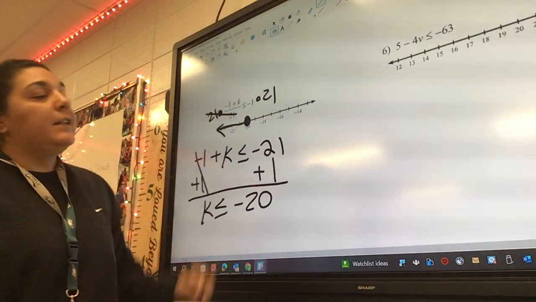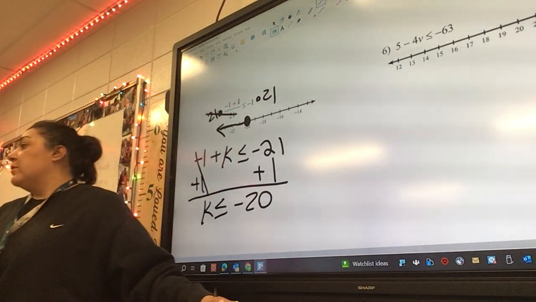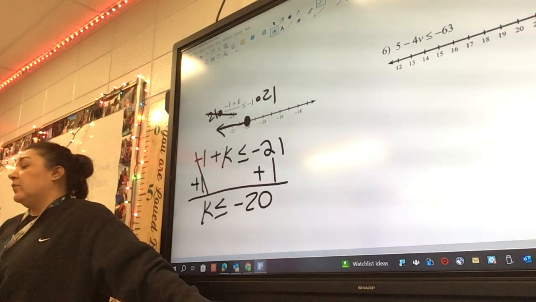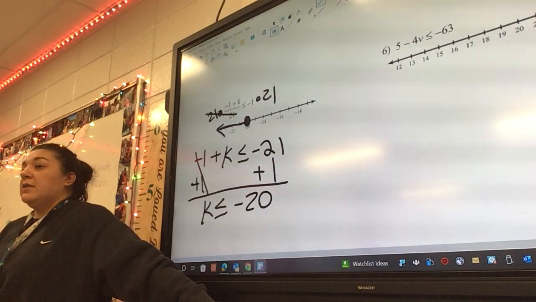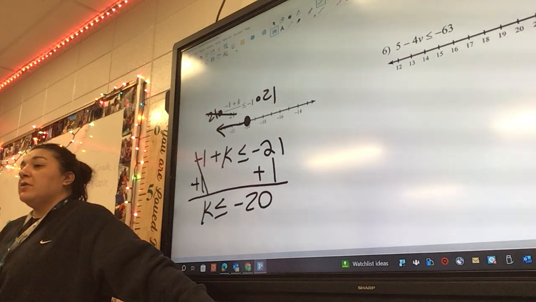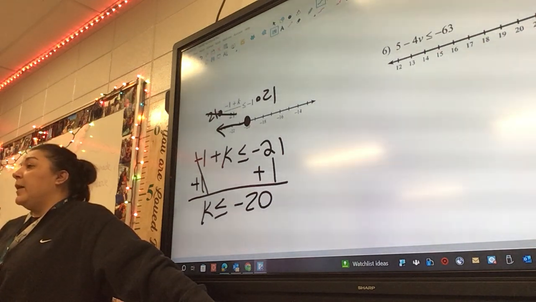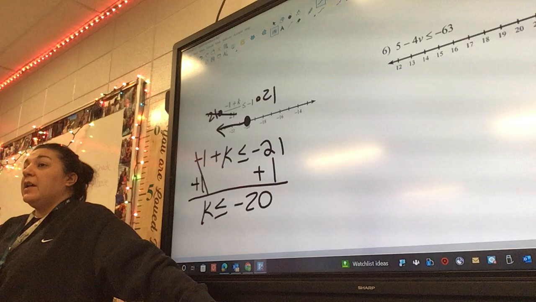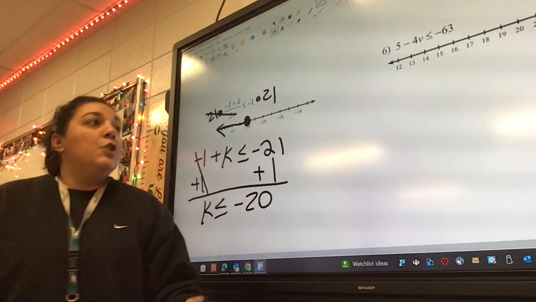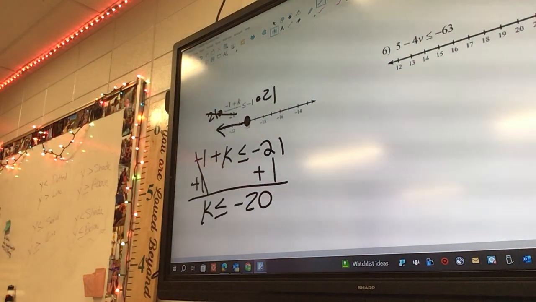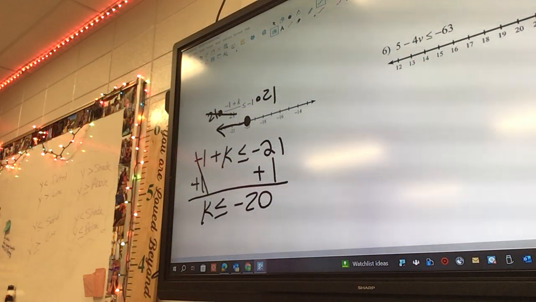Will our dot ever change from open to closed? No. Will our line ever change directions? Yes. How can our line change directions? When we multiply or divide by a negative, we have to flip our sign, which makes our line flip. But the dot's never going to change. So if I'm looking at number 6, I know that your answer is going to be between what and what?